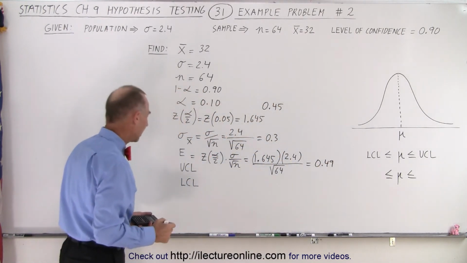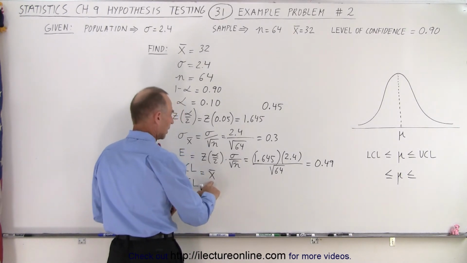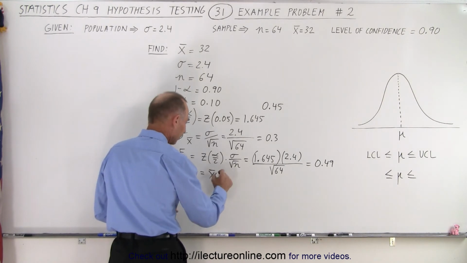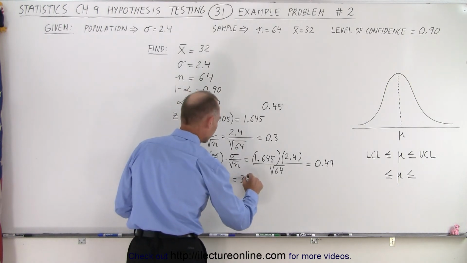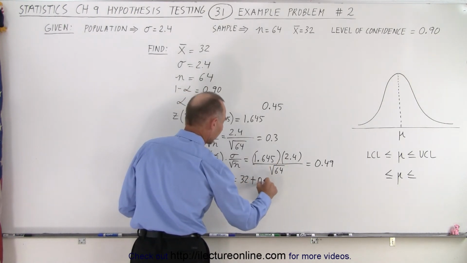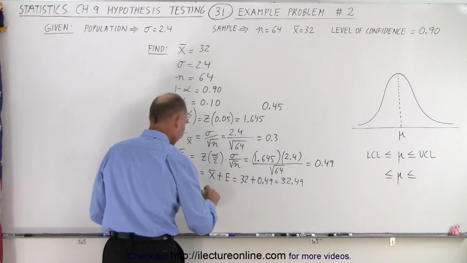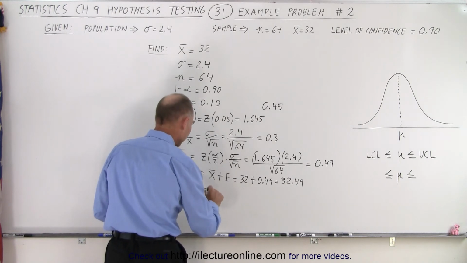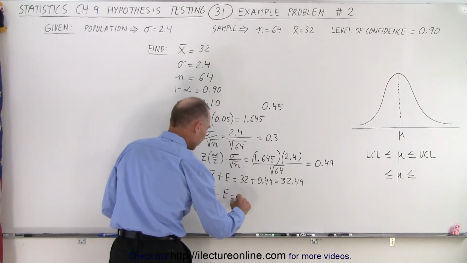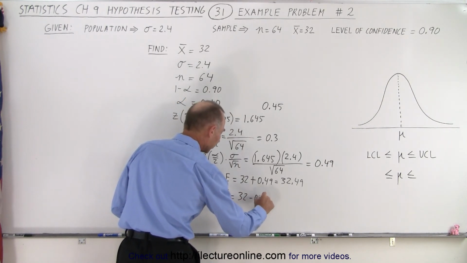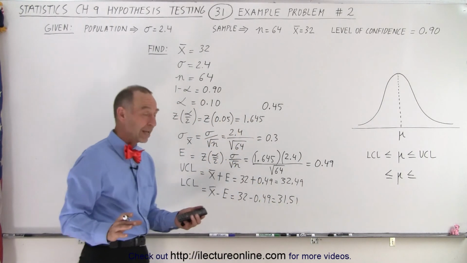0.49. And that means the upper confidence limit is going to be equal to the mean of the sample plus the error. In this case, the mean of the sample is 32 plus the error is 0.49, so it would be 32.49. And then we have the lower confidence limit is equal to the mean of the sample minus the error, which is equal to 32 minus 0.49, which is equal to 31.51.